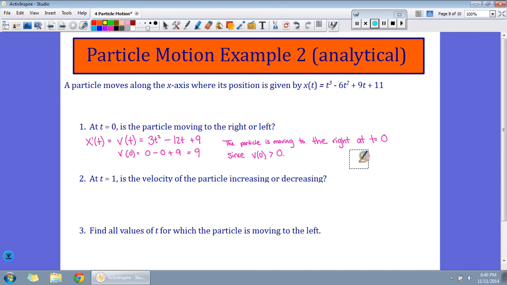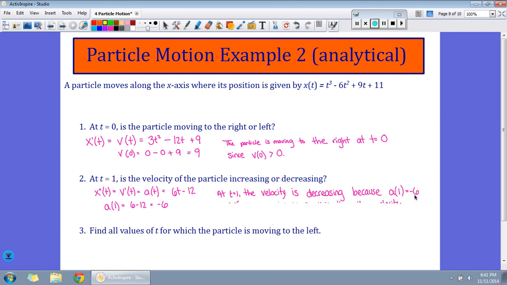At t equals 1, is the velocity of the particle increasing or decreasing? Well, in order to figure that out, we're going to need to look at acceleration. So we need to take the derivative of velocity, which is 6t minus 12, and plug in a 1. The acceleration at 1 is negative 6, so since the acceleration is negative, we say that the velocity is decreasing because acceleration is negative.